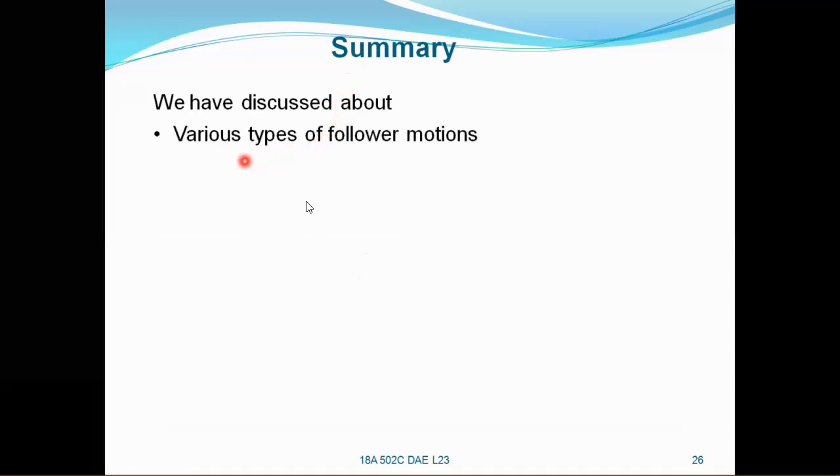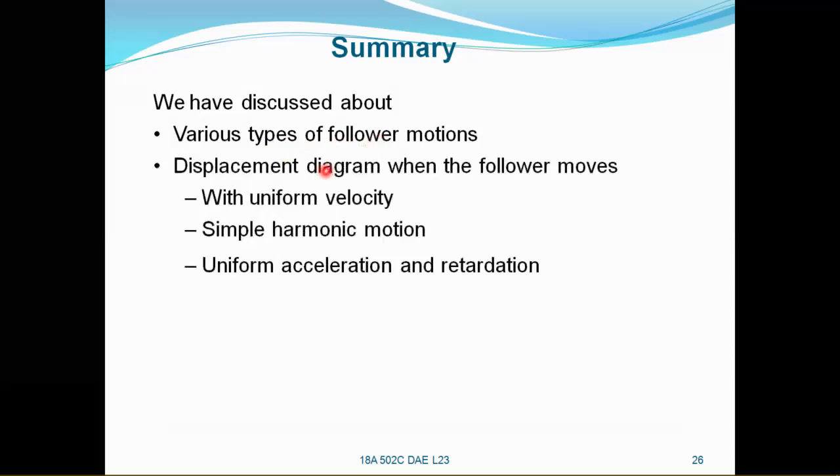So now let us see the summary of this lesson. We have discussed various types of follower motions. That is, four types of motions are there: uniform velocity, simple harmonic motion, uniform acceleration and retardation, and cycloidal motion. The displacement diagram also we have completed when the follower moves with uniform velocity, simple harmonic motion, and uniform acceleration and retardation, as per our syllabus.